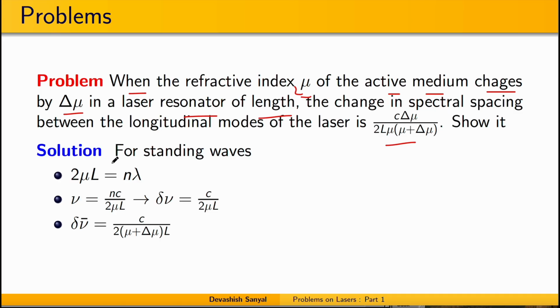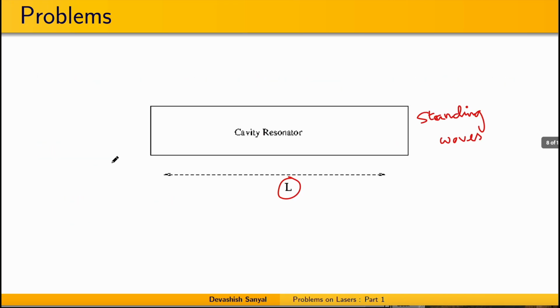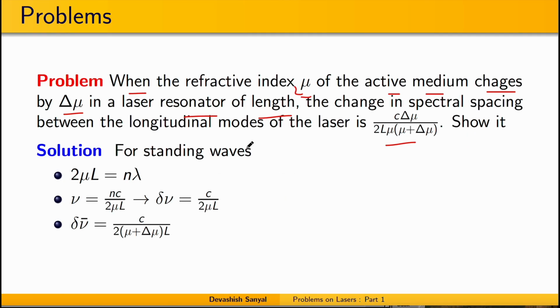twice mu L. Standing waves means a wave will go in this direction and get reflected, and that is how we have standing waves. So the optical distance travelled is twice mu L, is it not? Twice mu L is the optical distance travelled. Mu is the refractive index.